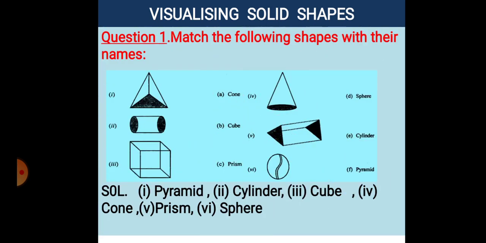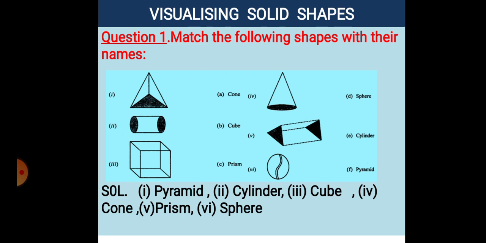Question first. Match the following shapes with their names. Here there are 6 shapes which are drawn and 6 names are given, that is the name of the shapes. The first name given is A. Cone, B. Cube, C. Prism, D. Sphere, E. Cylinder, F. Pyramid. Now discuss the shapes one by one.